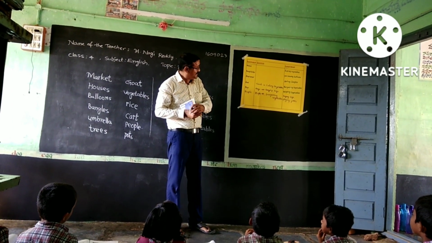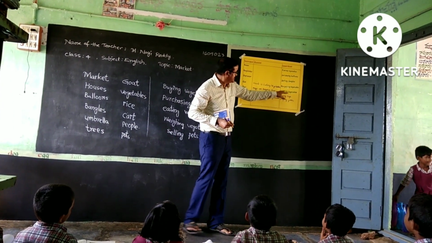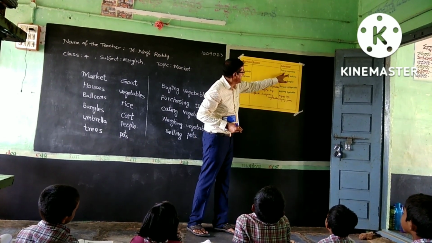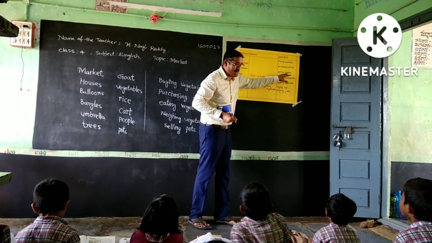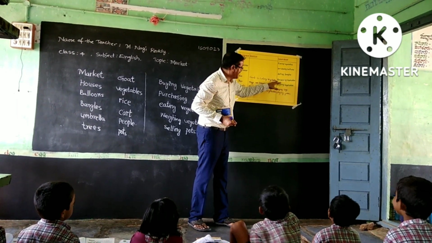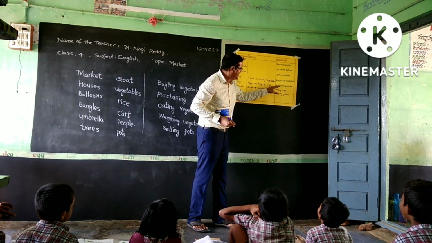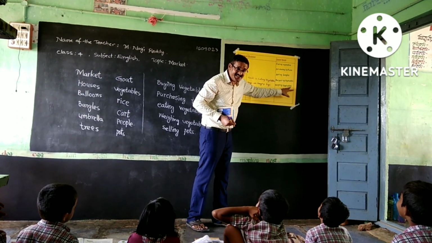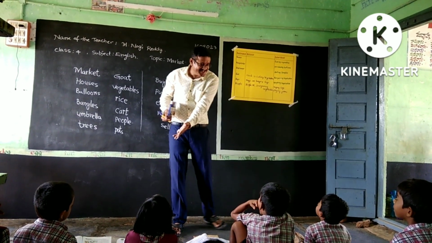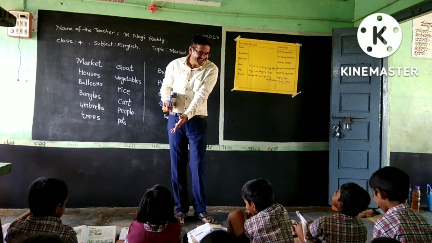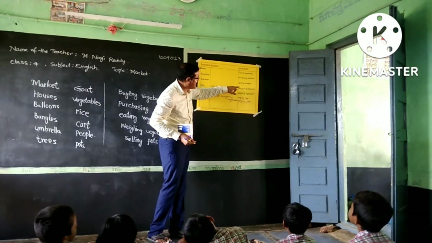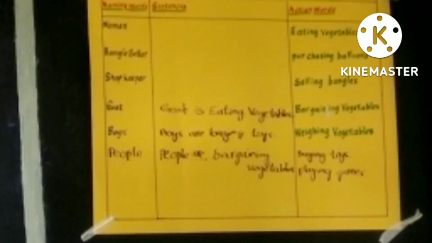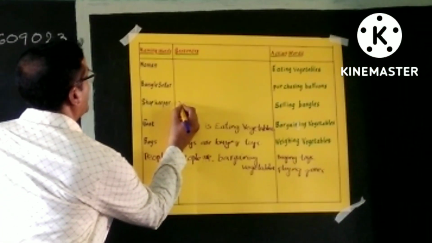Shopkeeper. Eating vegetables? No. Purchasing balloons? No. Selling bangles? Yes. Bargaining vegetables? No. Weighing vegetables? Shopkeeper is weighing vegetables. Yes. These two are suitable: selling bangles or weighing vegetables. You write that.